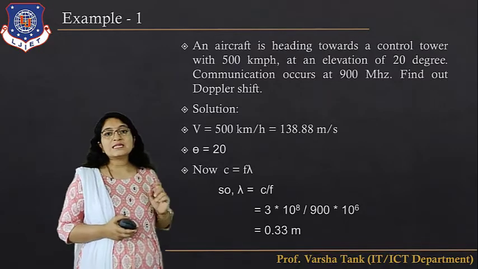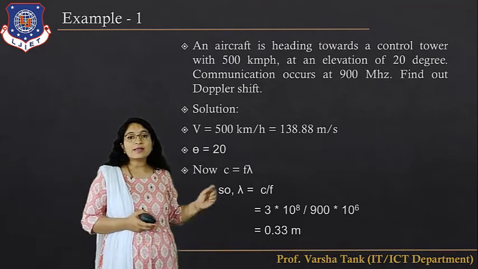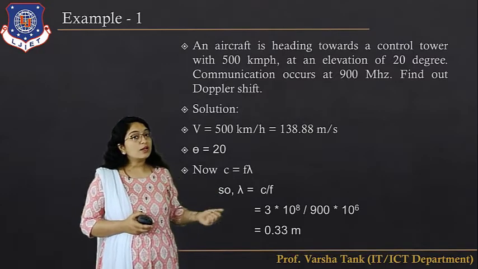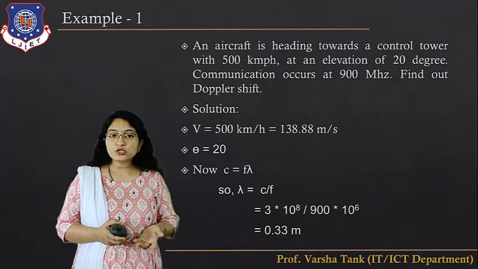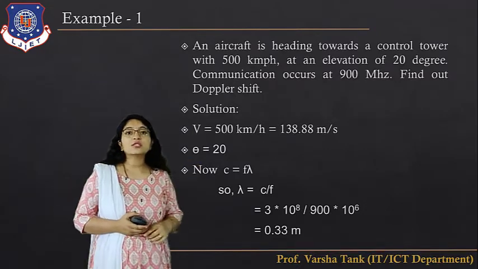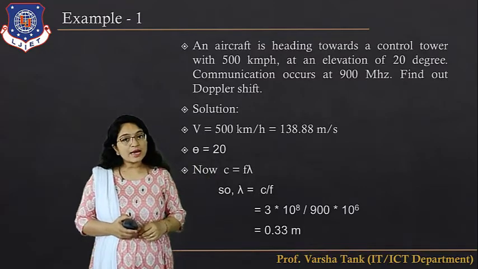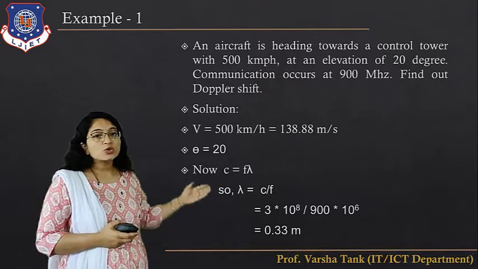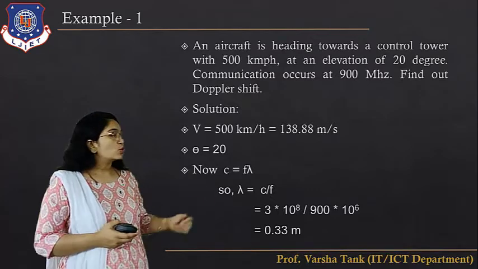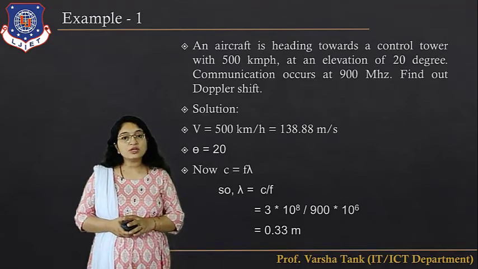Now all of you know c is equal to f lambda. So lambda is equal to c divided by f. The value for c is 3 into 10 raised to 8, divided by f. f is 900 megahertz, which is also given. We have to convert it into hertz, so 900 into 10 raised to 6. Whenever you calculate this, you will get the answer 0.33 meter.